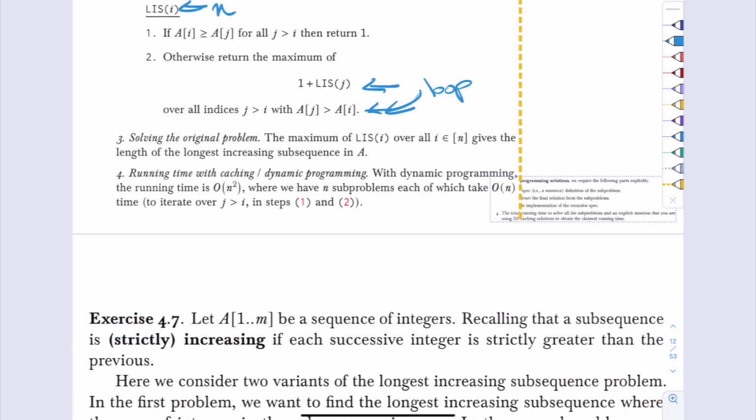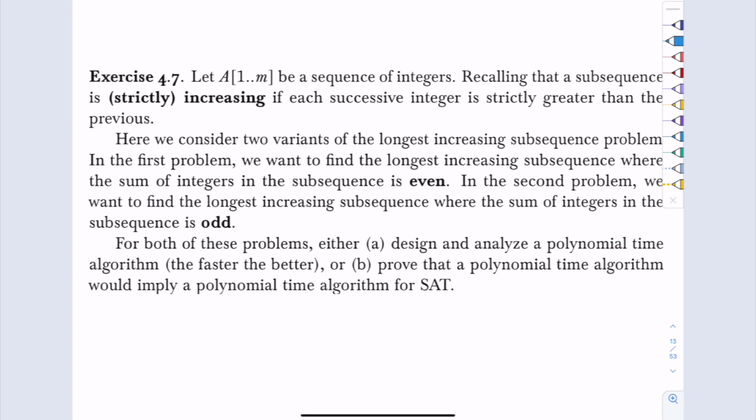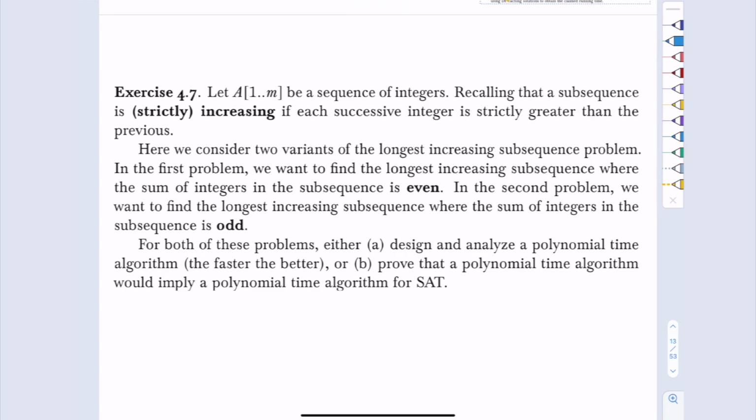All right, so here now is the trickier homework problem. But morally, it helps to show that there are some similarities. So the homework problem now. Often the way this problem is presented elsewhere is find the longest increasing sequence where the sum is even, as opposed to asking for even and odd. But as we'll see, it's actually very helpful to try to solve the odd version as well. That's why I also asked for odd, to help break down the problem a little bit.